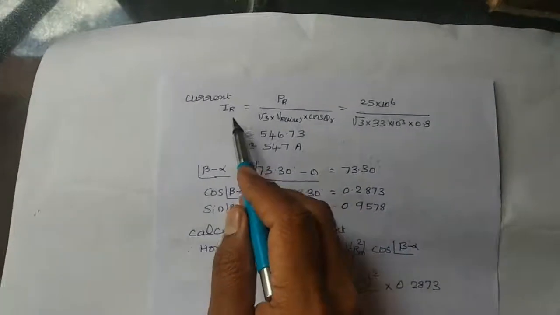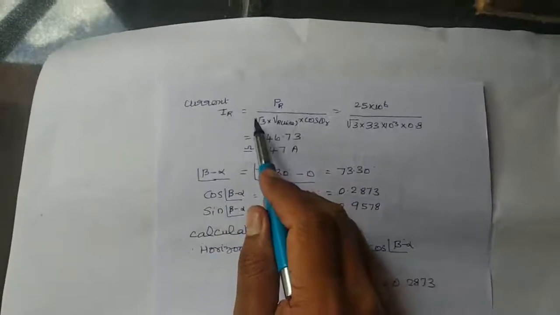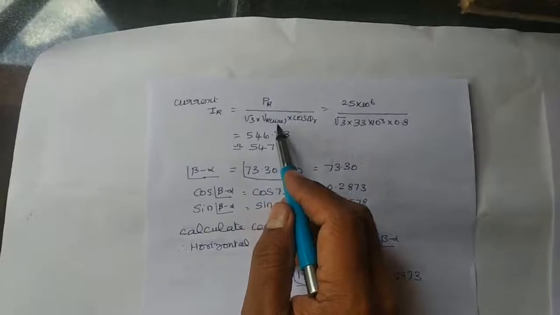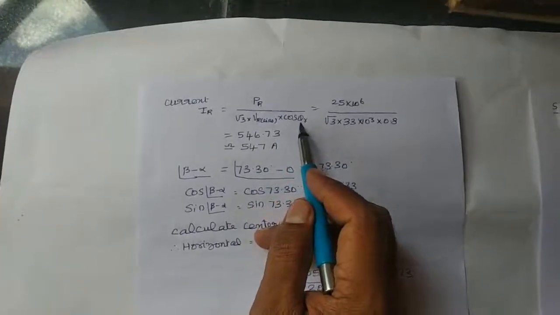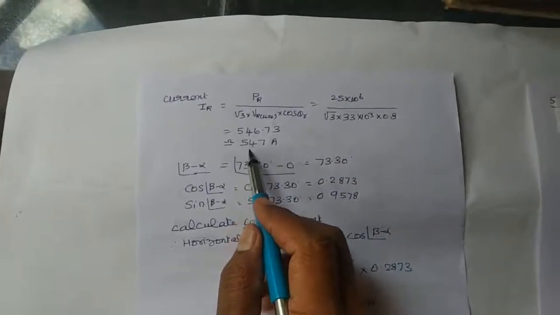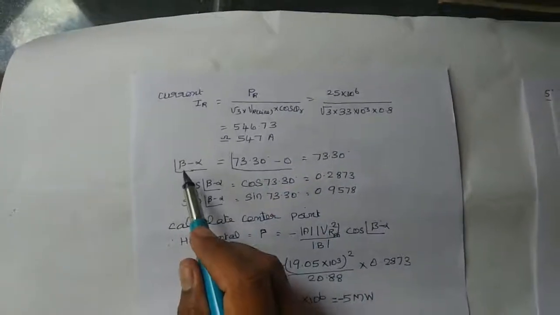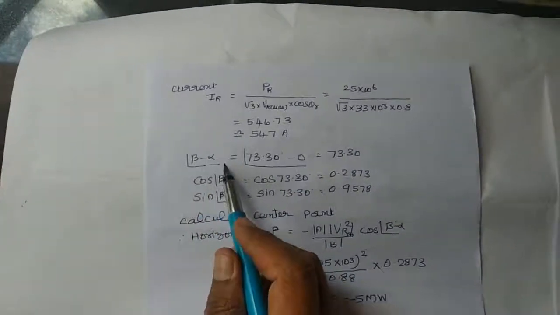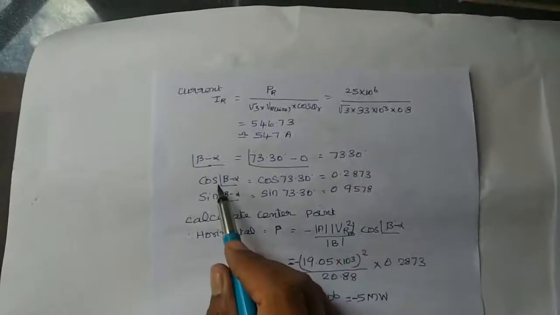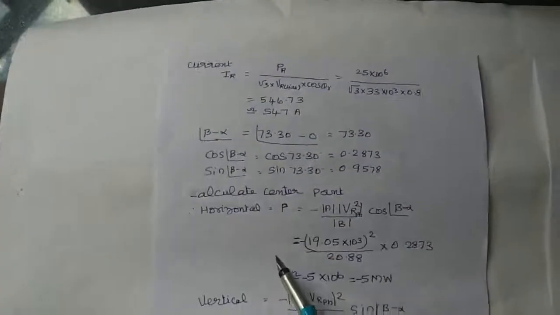In the next step, we are going to calculate the receiving end current. The formula for the receiving end current is PR divided by root 3 into line voltage into cos theta R. By substituting all the values, the current is approximately equal to 547 amperes. The angle value beta minus alpha is equal to 73.30. Using this, we are going to calculate cos of beta minus alpha and sin of beta minus alpha.